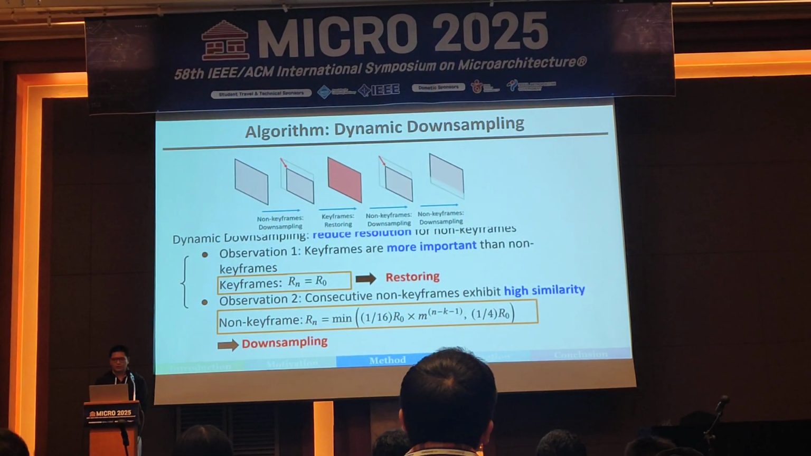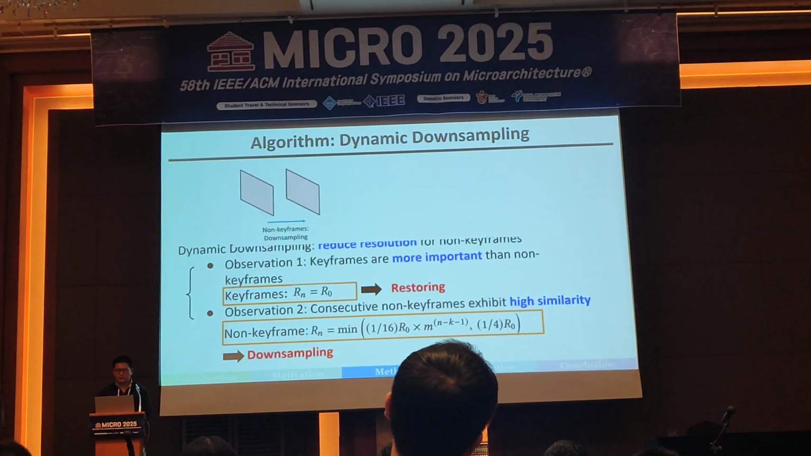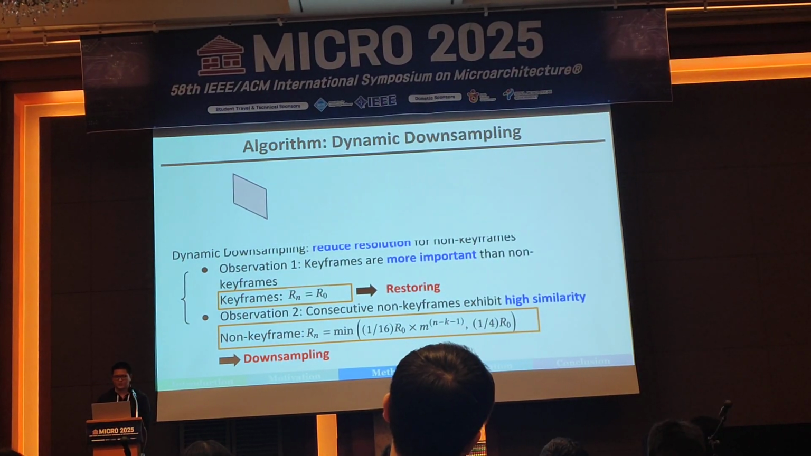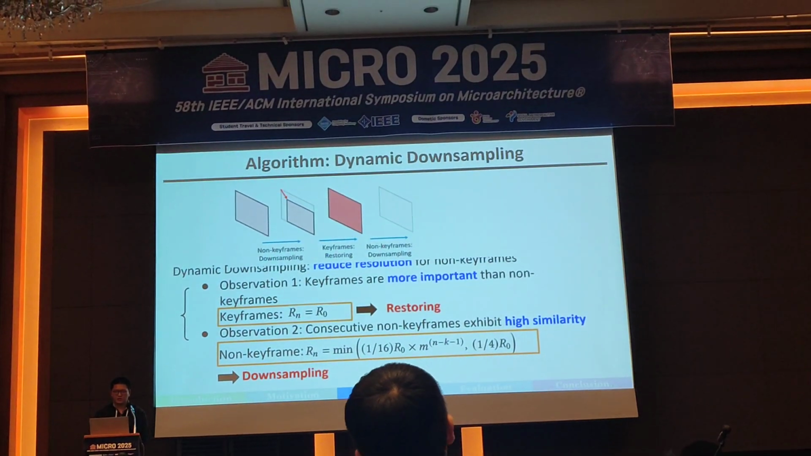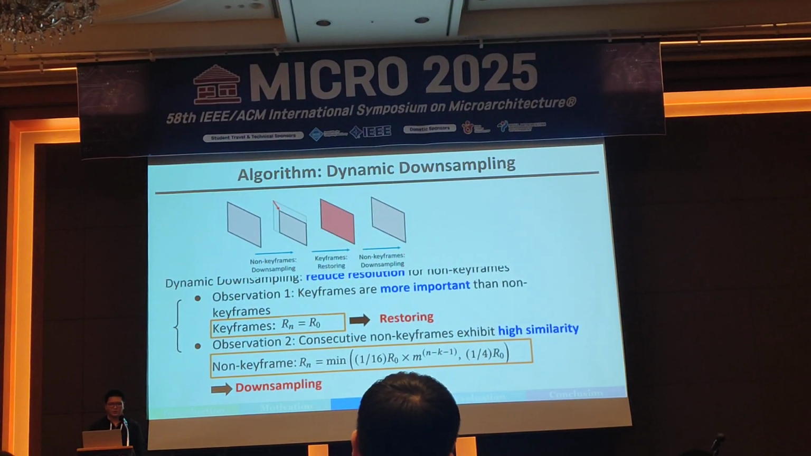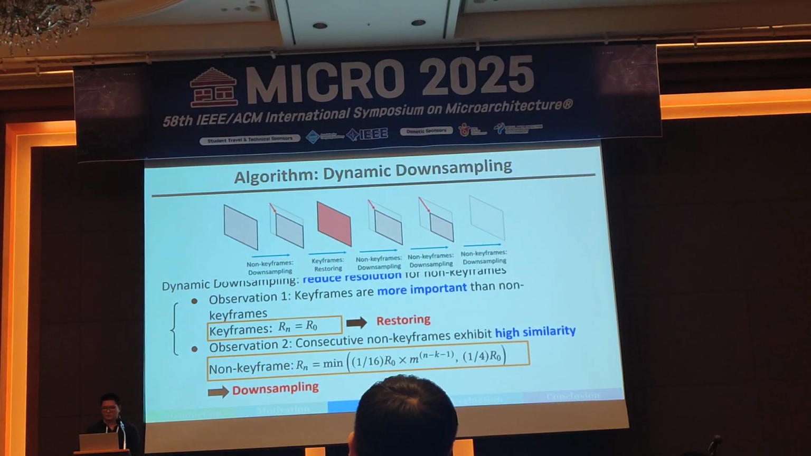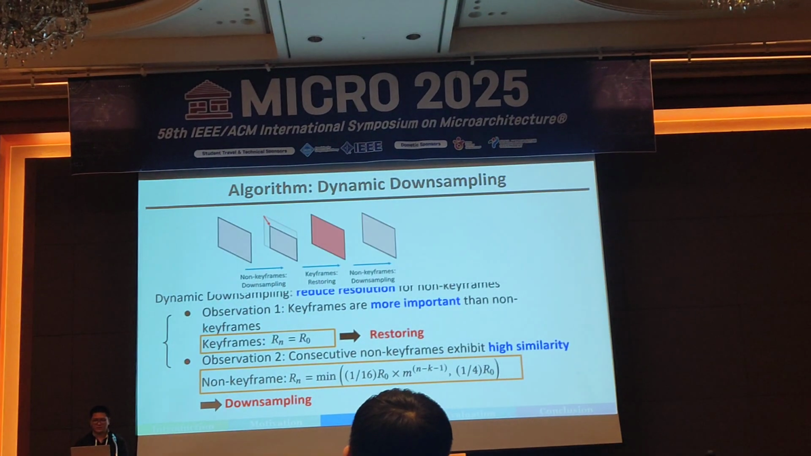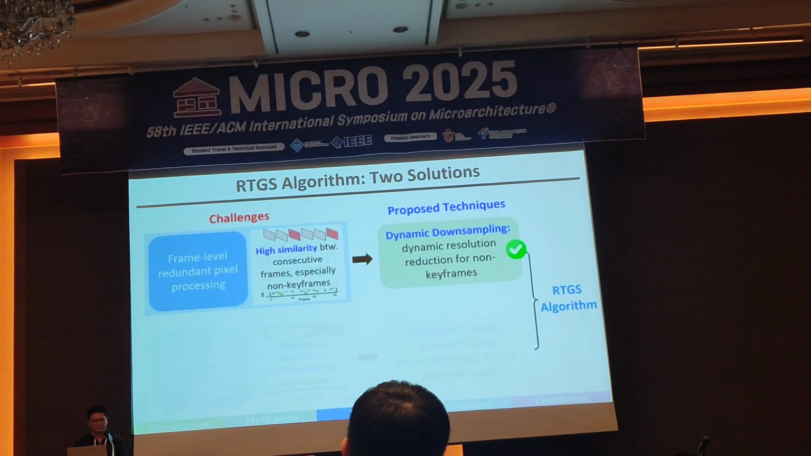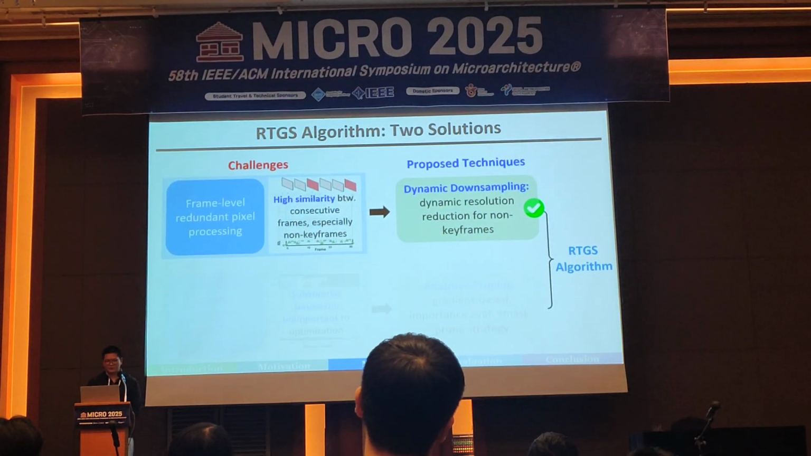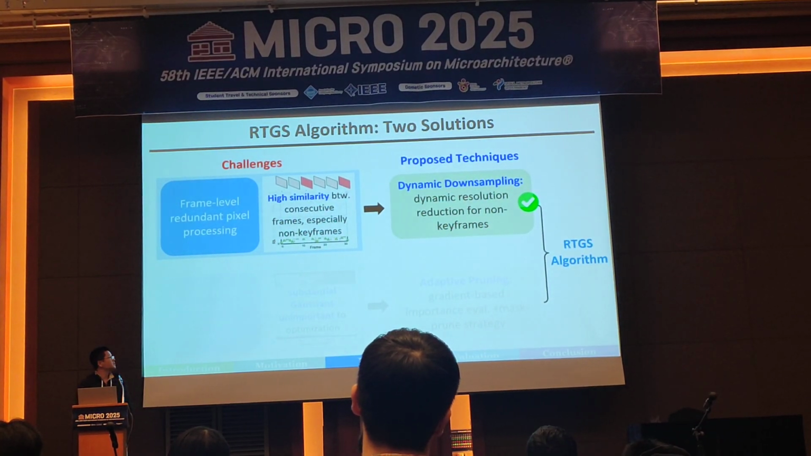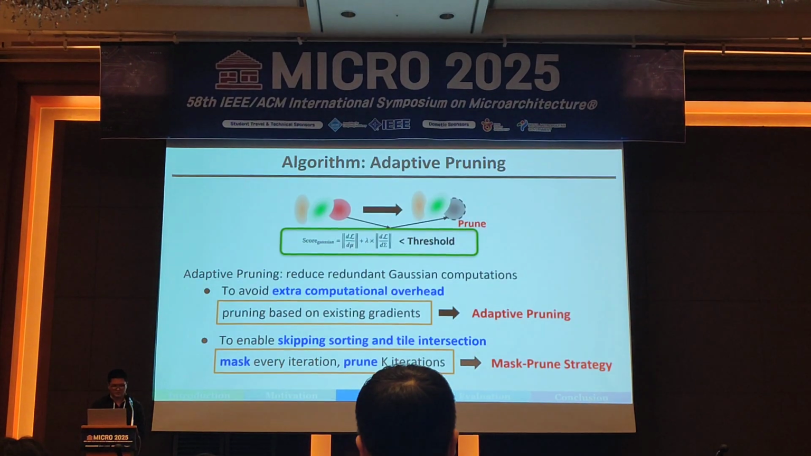The downsampling reduces the resolution of the non-keyframes by leveraging two key observations. The keyframes are more important than the non-keyframes, and consecutive non-keyframes exhibit high similarity. We use the original resolution for keyframes and apply progressive downsampling to the non-keyframes. In this way, we tackle the frame-level redundant pixel processing.